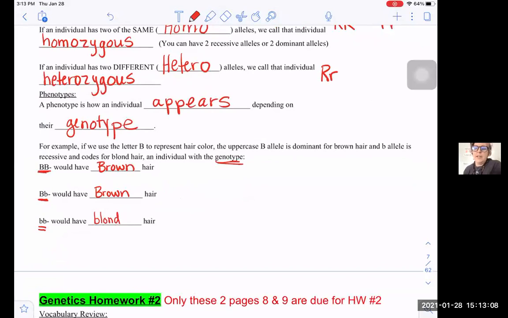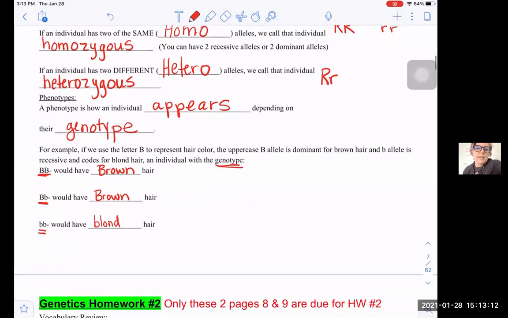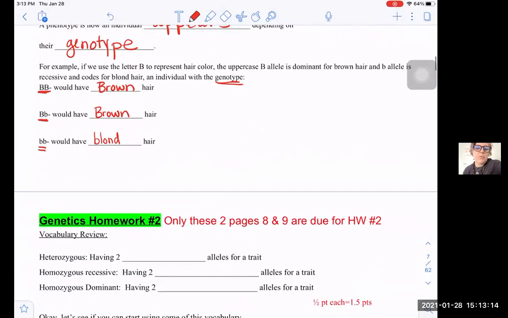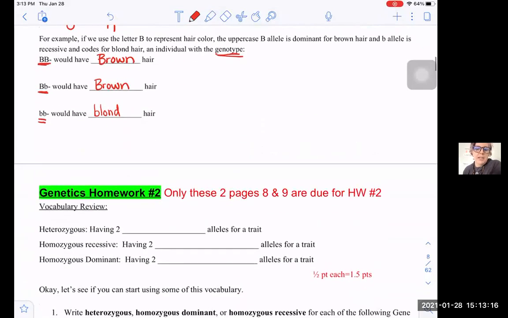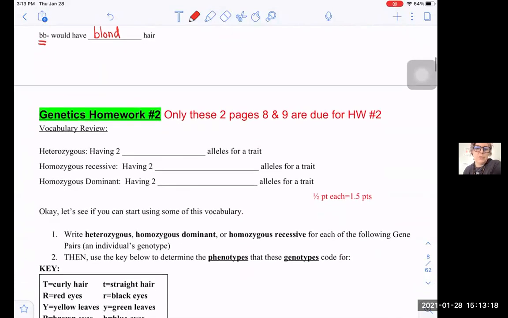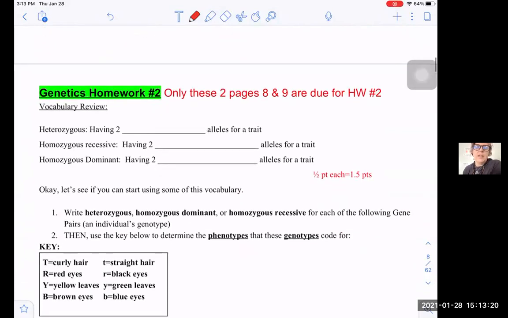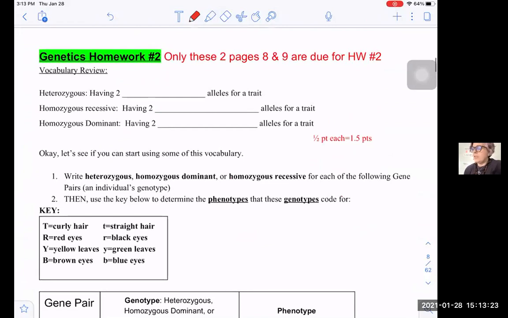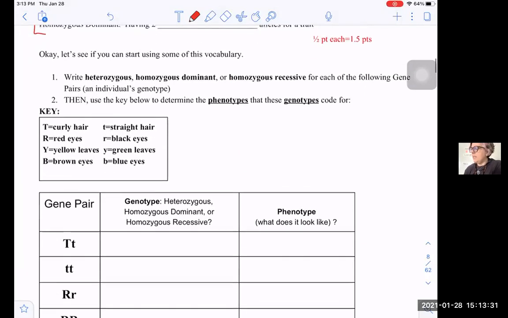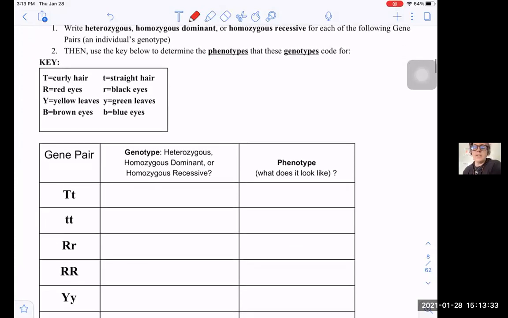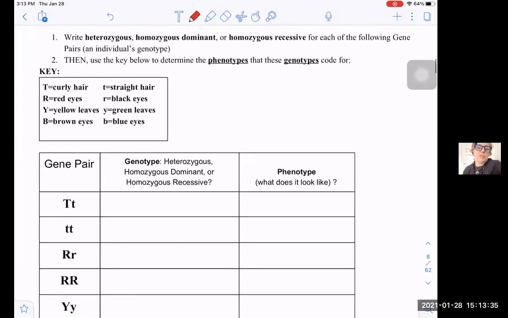All right. So I want to show you what your homework looks like and what you're going to be doing for your homework. Your homework is page 8 and 9, so the next 2 pages on this document. The first part, you're just reviewing the vocab, so you can look in your notes and answer those questions. And then down here, you're going to start using some of this vocabulary that we just went through.